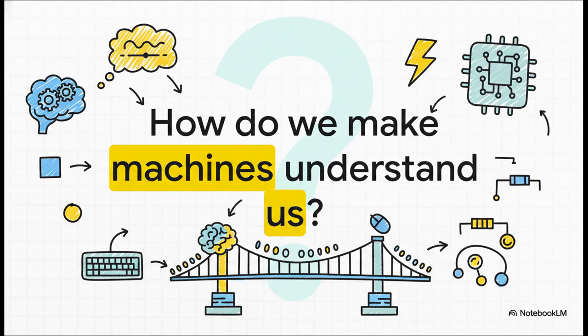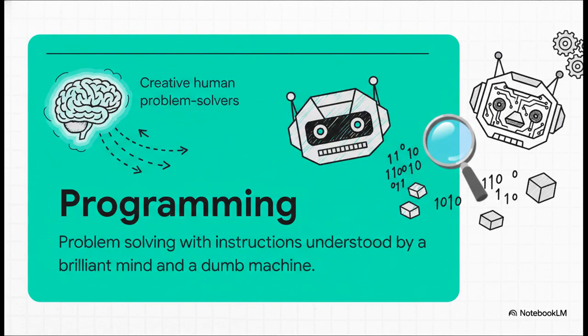How do we bridge the gap between our creative, kind of messy human brains and the super literal, logical world of a computer? Well, that bridge has a name, and it's called programming. When you strip away all the jargon, that's all programming is. It's the art of writing a set of instructions that are so clear, so precise, that two totally different things can understand them. You, the smart, problem-solving human, and the machine, which is incredibly powerful but also needs to be told exactly what to do.